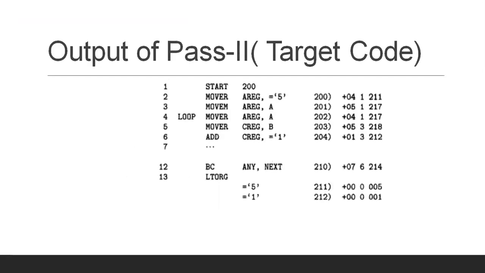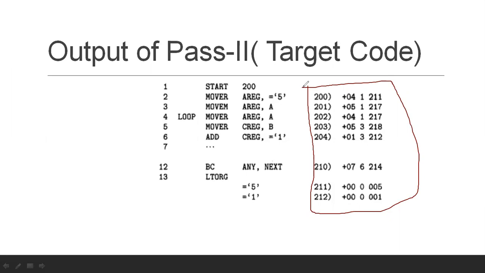This is the example given here. You need to spend a lot of time on this example, and only then will you understand how the target code is generated. I hope you understood. Take one simple assembly code and generate the target code. So this is the output of assembler pass2. Whatever algorithm we have seen is just generating this target code.